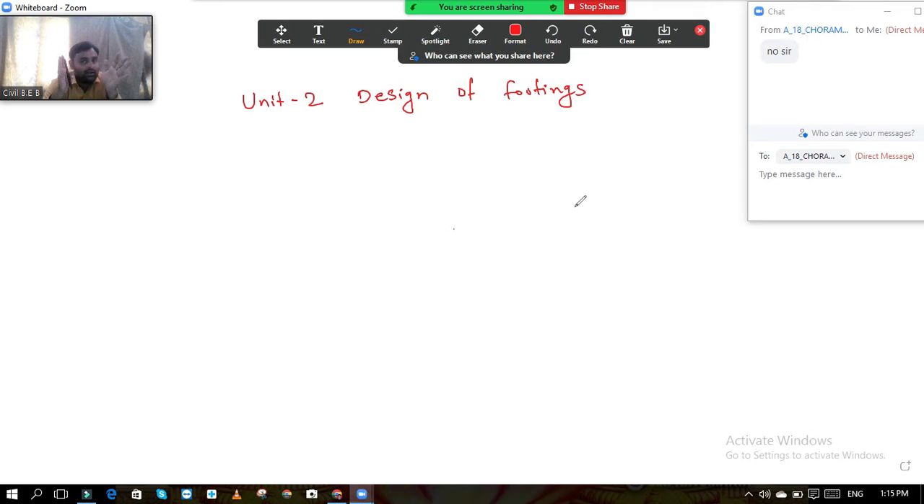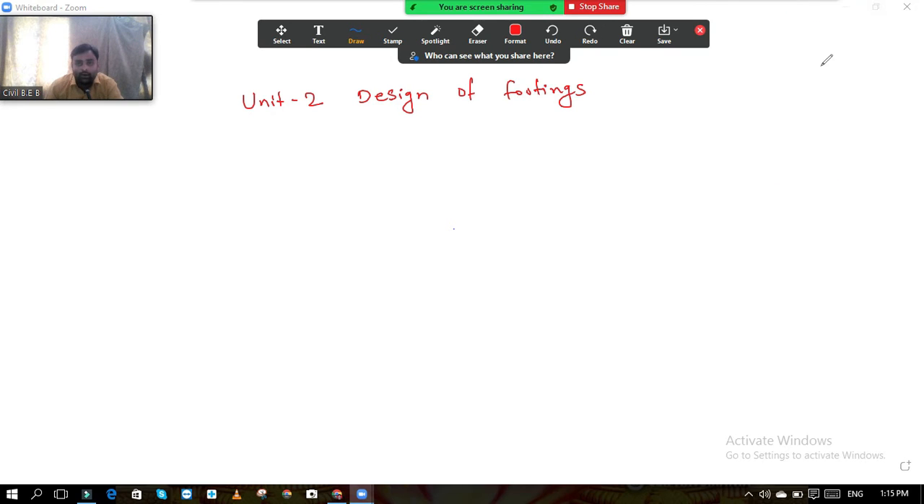समझ में आया रीजन क्या है, why we directly don't rest the column on the soil, why the footings are required. Now I have told you why we directly don't rest the columns on the soil. Now, why is the footing required?